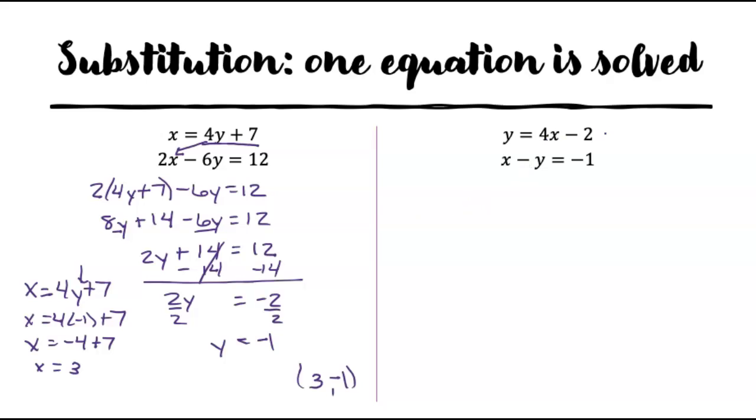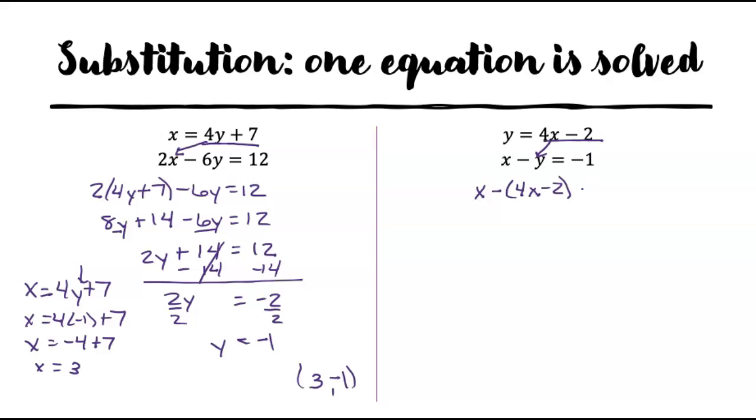We have y equals 4x minus 2, and we have x minus y equals negative 1. We know something. We know what y is. It says so. Y is. Well, I'm going to take what y is, and I'm going to plug it right on in here. Now watch very carefully. X minus. Do you see what I did?